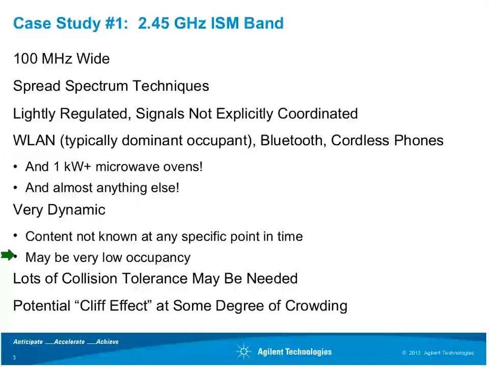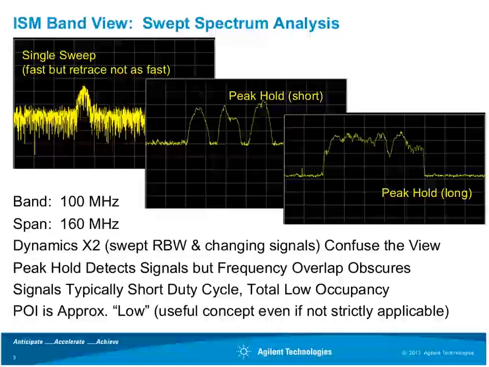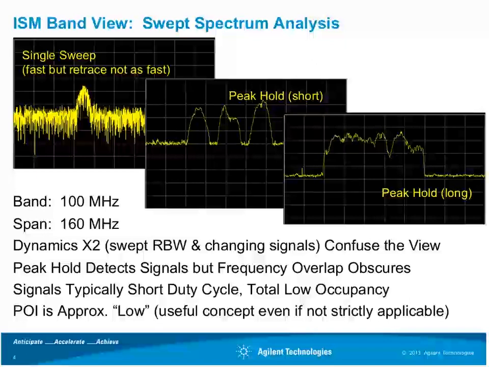So there are some interesting potential behaviors here that make it a good test case for the kind of thing we'll talk about today. And as I'll describe a little bit later, effective use of this band means avoiding a certain degree of crowding. At some degree of crowding, this band can become much less functional. Those of you who've operated in wireless LAN environments where there are many users are probably already aware of that. Well, let's take a look at the kind of view of this 100 megahertz band that we would see using a swept spectrum analyzer.